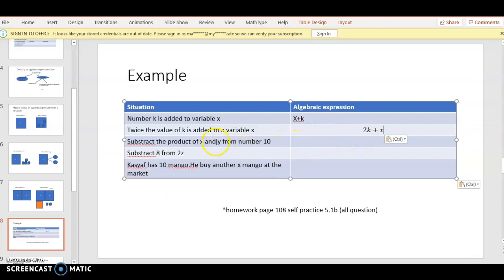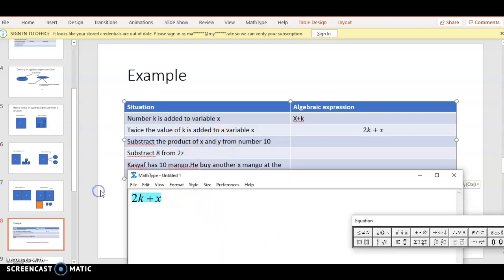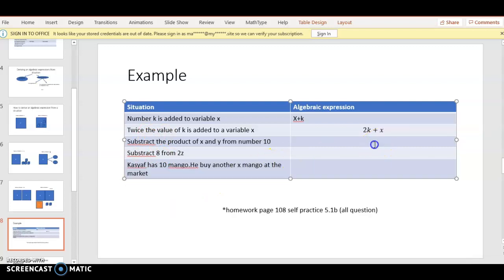Now, subtract the product of x and y from 10. The first thing to know is that the product of x and y means x multiplied by y. So x multiplied by y gives xy, and subtracting from 10 means you have 10 and you subtract x times y. This is how you write it as an algebraic expression.